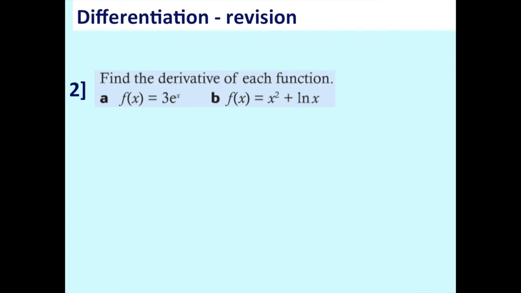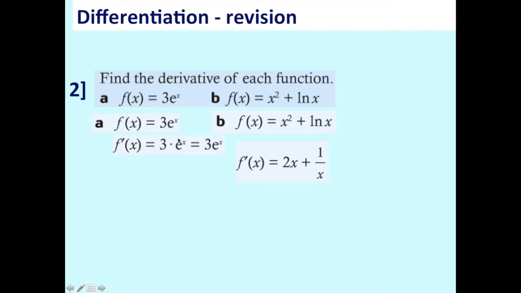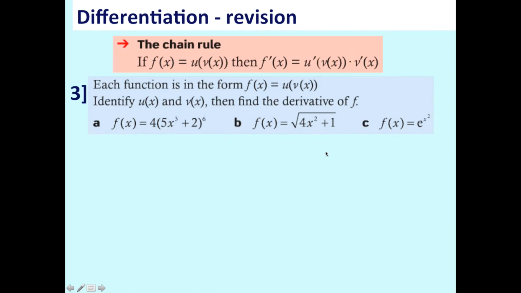So question 2 then, looking at special cases. Here we're just remembering that, again, this is the constant multiple rule, but remembering the derivative of e to the x is in fact e to the x. And similarly here we're looking at the addition rule and remembering that the derivative of ln x is in fact 1 over x. Chain rule then, this is just a little bit trickier.